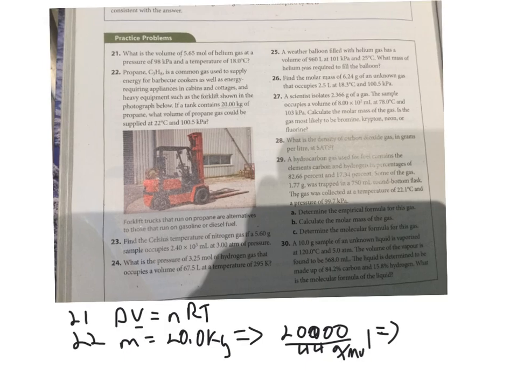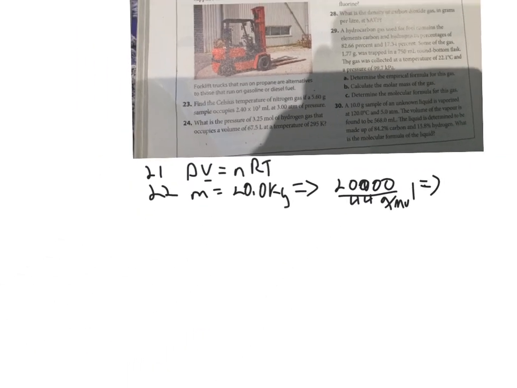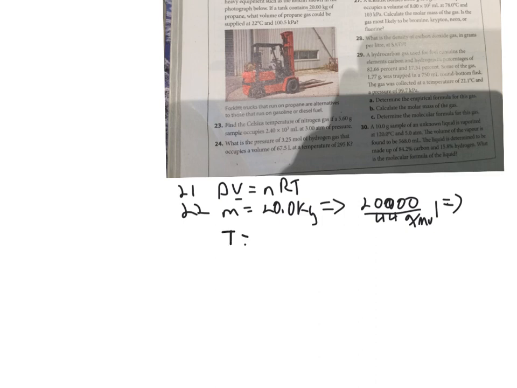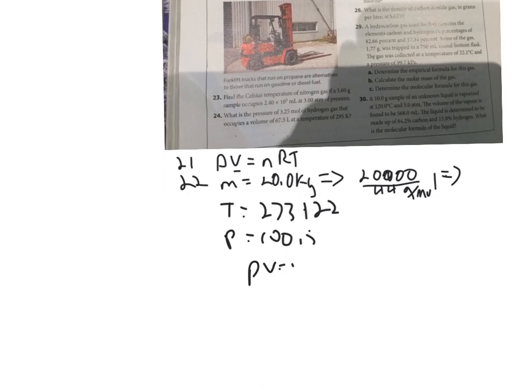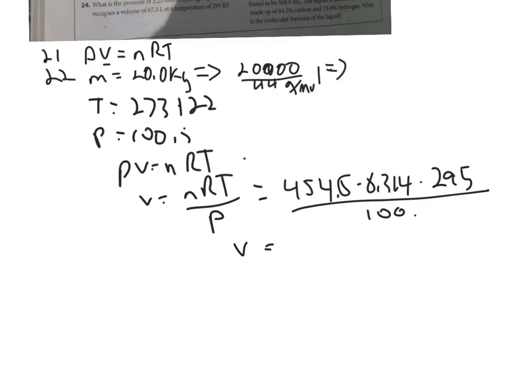And then we have 22 degrees Celsius, so the temperature is 273 plus 22, and our pressure is 100.5, so we're going to sub all those values in. Our goal is to find the volume. So PV equals nRT. Volume is equal to nRT divided by P. And so let me put numbers in. So the volume I got was 11,148, and that is in liters.